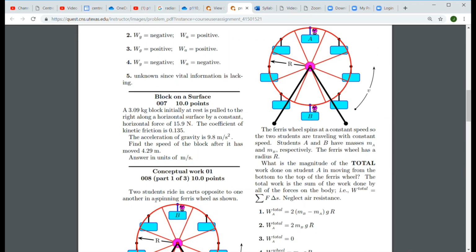Block on a surface, problem 7. A 3.09 kilogram block at rest is pulled to the right on a horizontal surface by a constant horizontal force of 15.9 newtons. Sounds like it might be accelerating here, so we want to keep that in mind. We're given the coefficient of friction. Find the speed of the block after it has moved 4.29 meters.